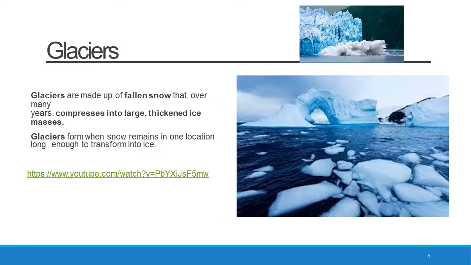Last but not least are glaciers. Glaciers are made up of fallen snow that over many years compresses into large, thickened ice masses. Glaciers form when snow remains in one location long enough to transform into ice. This YouTube link will show you and tell you more about glaciers. Click on it and watch it.